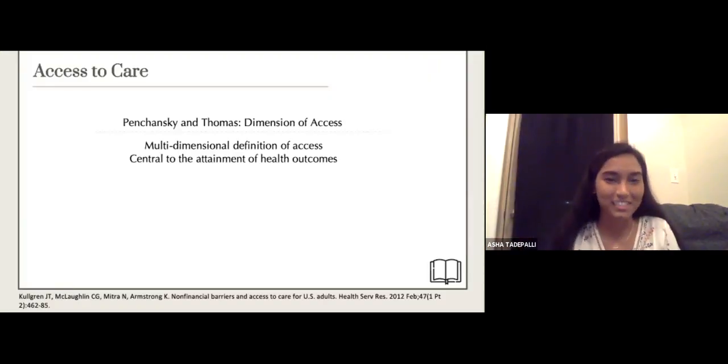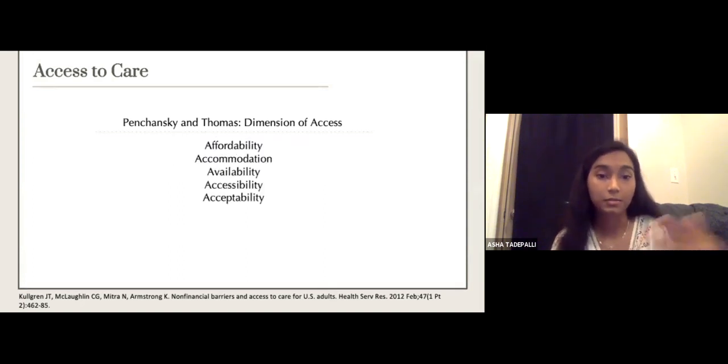As you can tell throughout this presentation, I really do like definitions and ways to frame the conversation into a couple of terms or a framework. So looking at Penchansky and Thomas's article, Dimension of Access, there are limitations that we've introduced that aren't associated with finances. And so a more comprehensive understanding was necessary when considering legislative or system-wide change. They put forth this multidimensional definition of access, which was central to the attainment of health outcomes. It included affordability, accommodation, availability, accessibility, and acceptability. And we'll go over them in detail and introduce practical approaches to help our patients.